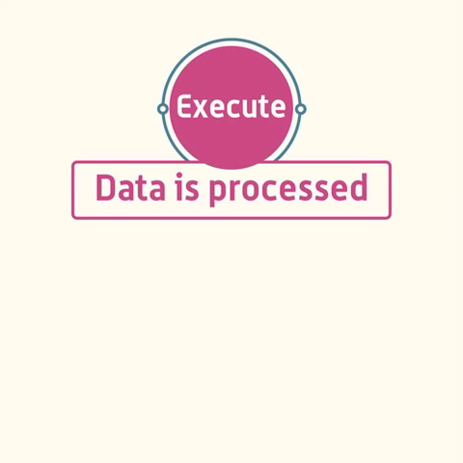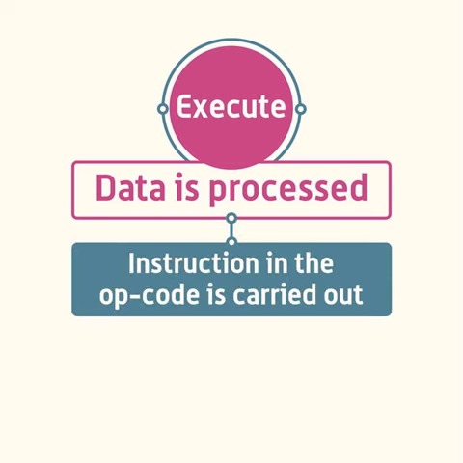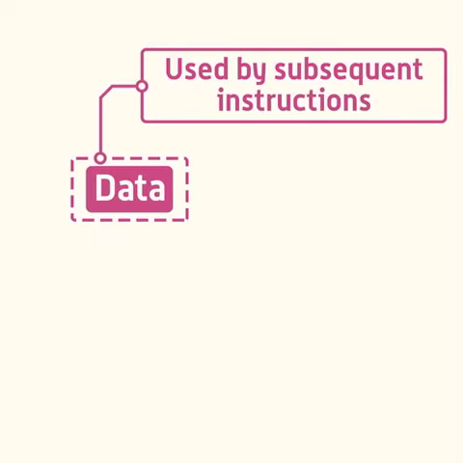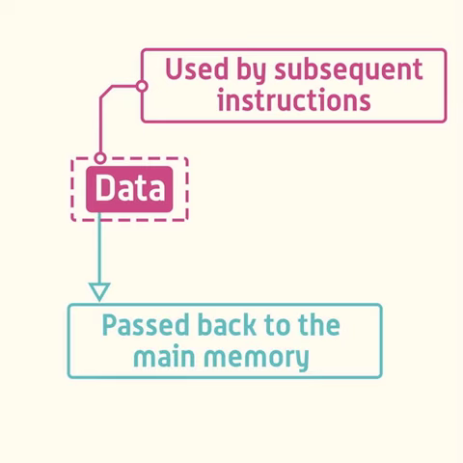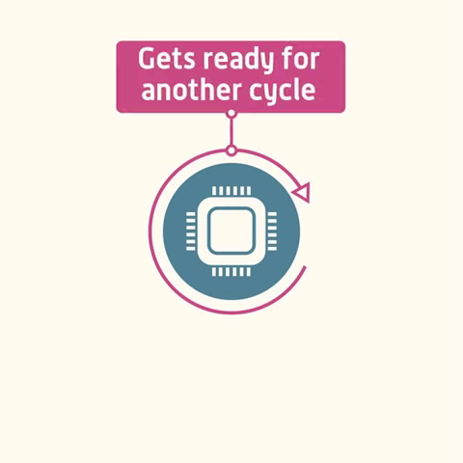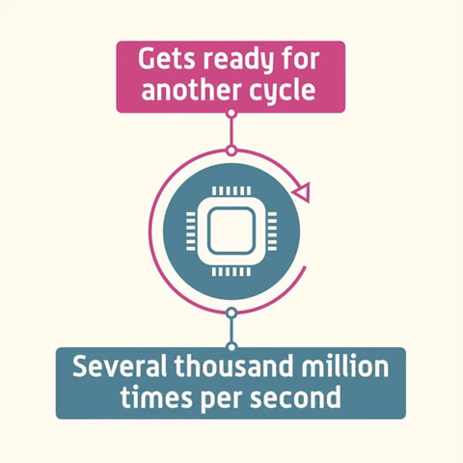Finally, the execute step is where the data is processed. The instruction defined in the opcode, such as add these numbers, is carried out using the data that has been fetched, and the result is stored in another register. This data can then be used by subsequent instructions, or be passed back to the main memory. Once this cycle has finished, the CPU then gets ready to begin another cycle. This cycle can be carried out several thousand million times a second, depending on the CPU.